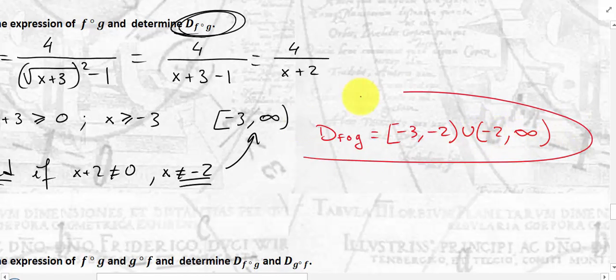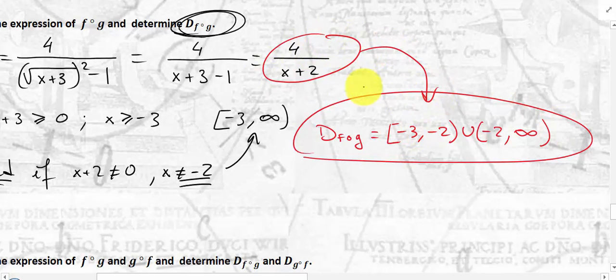And so you can see that negative 2 happens to be there. And so the domain of f of g is what? It's negative 3 to negative 2, which you remove, right? Because you cannot be equal to negative 2. Then negative 2 to infinity, all right? Now, you can see that just looking at this would not give you this, right? If you just look at this, you don't understand why you have to be above negative 3, all right?